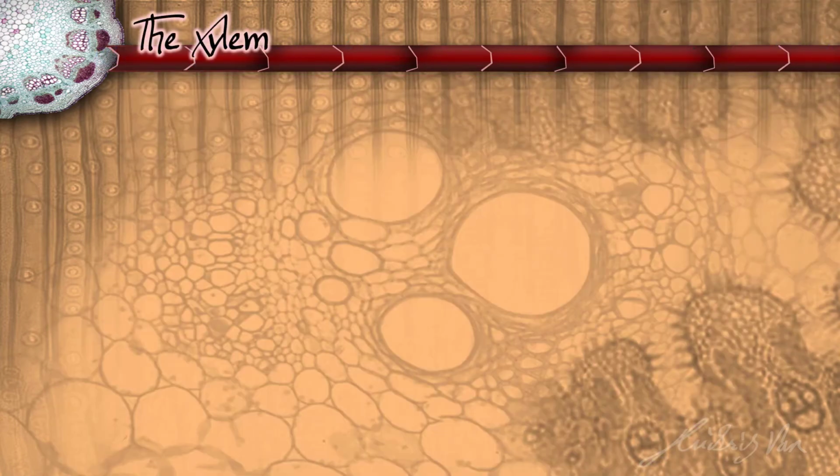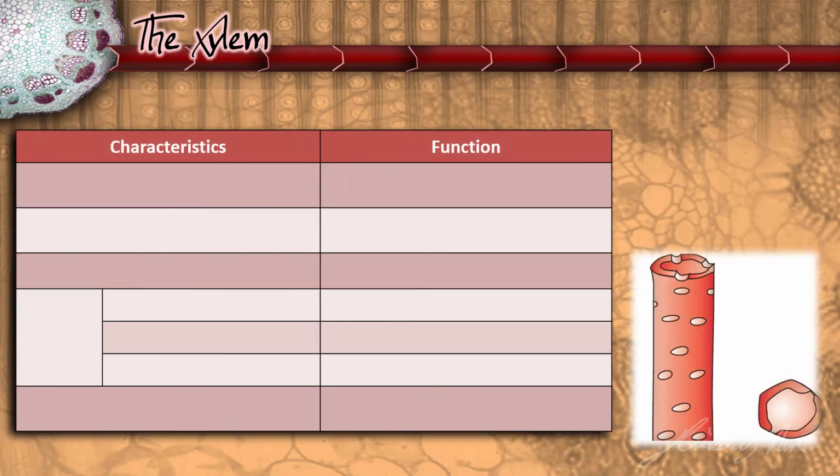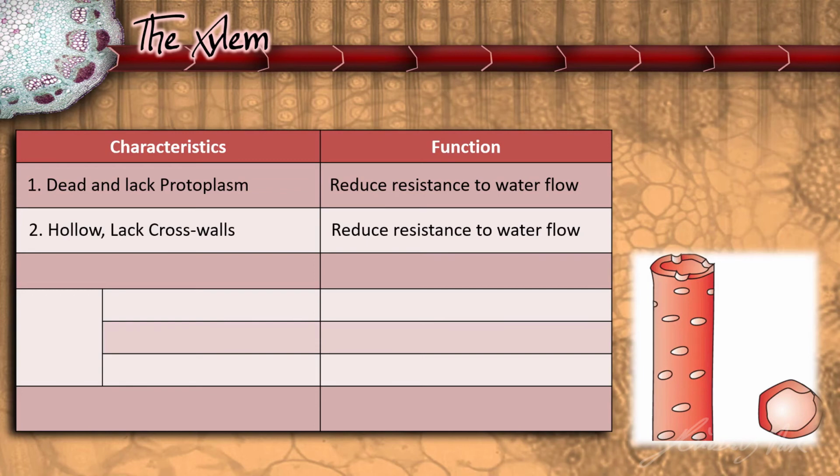So for the xylem vessel, some of the characteristics are: dead and lacking most of the protoplasm, such as the nucleus as well as other organelles. The function is to reduce resistance to water flow. It is also hollow and lacks cross walls, as I have mentioned. There's no wall between the xylem cell on top and the xylem cell that is below. But of course they don't care because they are mostly dead.